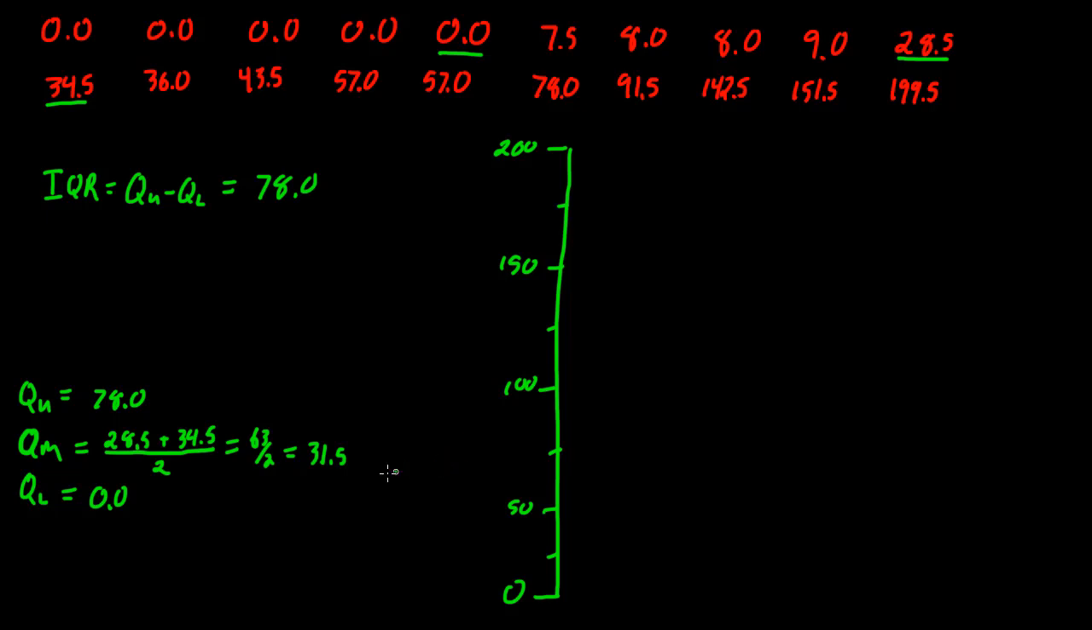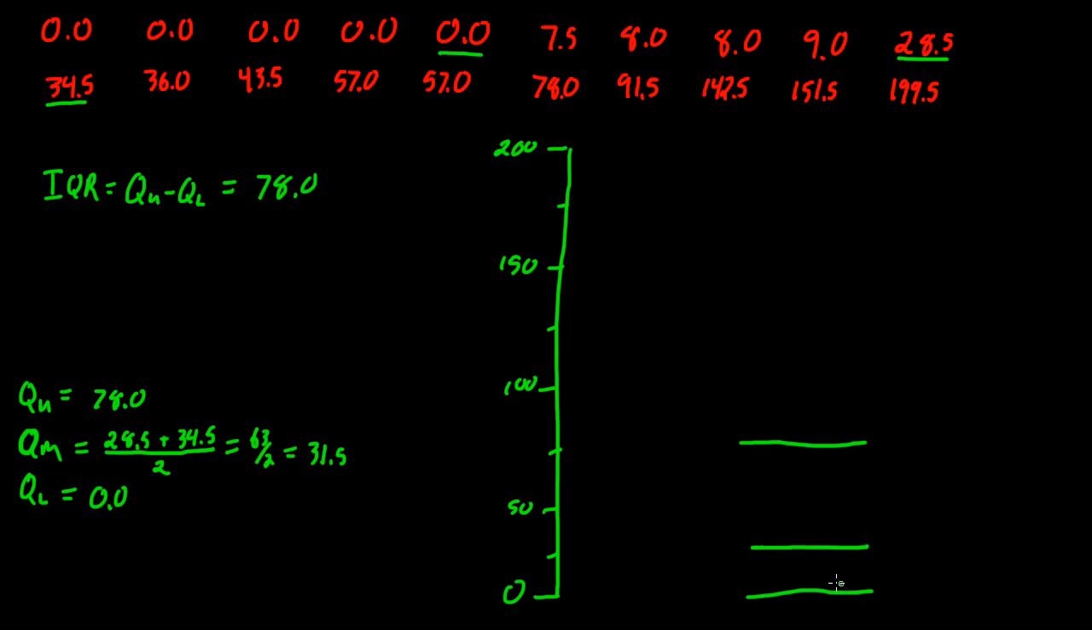So the first thing that we're going to draw is our QM, so that 31.5. So if we go to 31.5, which should be somewhere around here, we're going to draw just a horizontal line to designate where our median value is. And then we're going to draw other horizontal lines for both our QU and our QL. So our QU is at 78.0, so somewhere around here. Just draw another horizontal line, and 0 is our QL, so right about here.